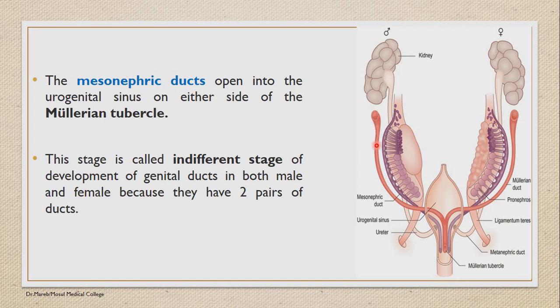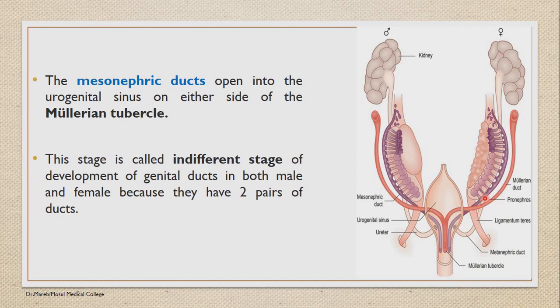It passes just lateral to the mesonephric duct and later across it ventrally, then caudomedially, and then it comes in close contact with the paramesonephric duct of the other side, and they fuse together, and they open in the posterior wall of the urogenital sinus at the Mullerian tubercle. At the site of this Mullerian tubercle, there will be the opening of the mesonephric or Wolffian ducts on each side. This is one and this is the other.